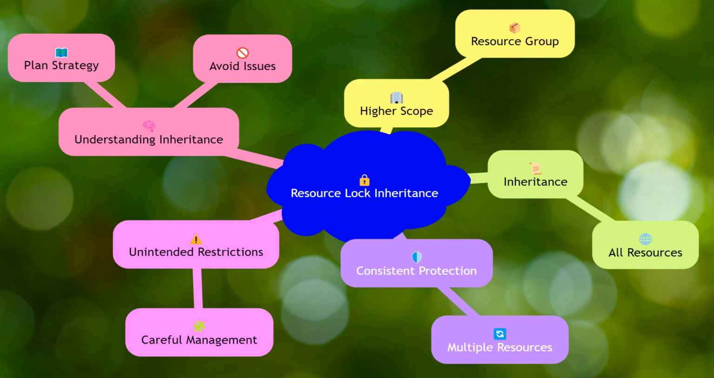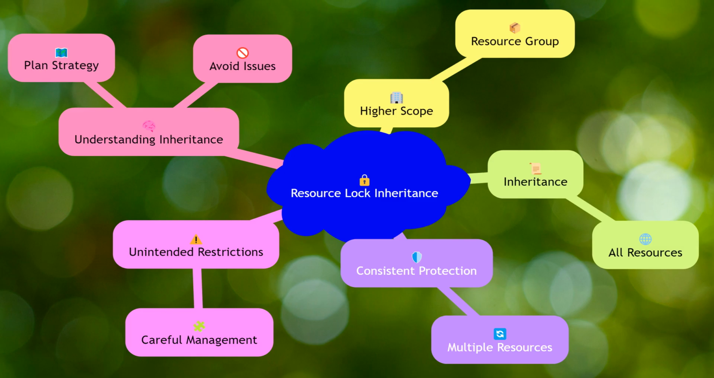When a resource lock is applied at a higher scope, such as a resource group, it is inherited by all resources within that group. This inheritance ensures consistent protection across multiple resources, but can also lead to unintended restrictions if not managed carefully. It's important to understand how inheritance works and to plan your resource lock strategy accordingly to avoid potential issues.